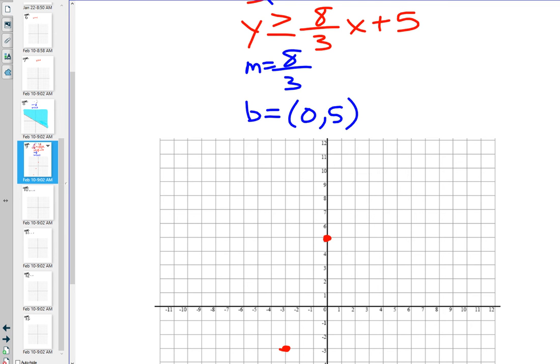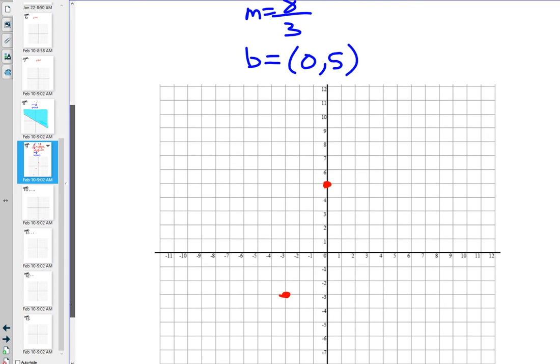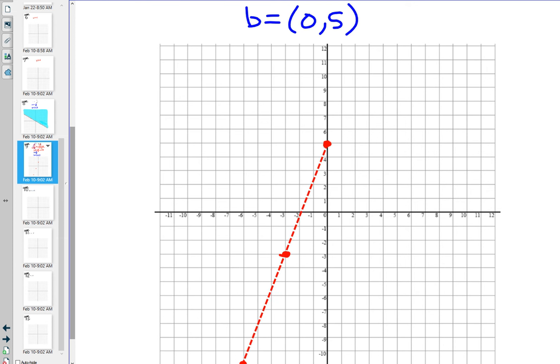Kayla, what type of boundary is that going to be? Solid.